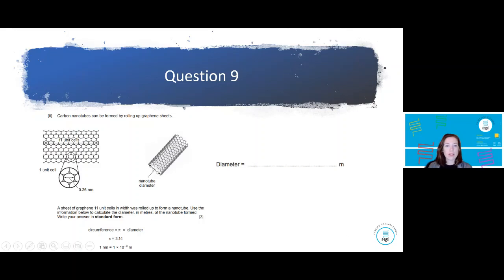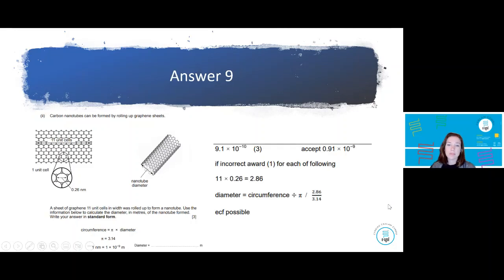Okay, so I think that's probably enough time for that one. Let's have a look at the answer. Right then, so the answer, if you got 9.1 times 10 to the minus 10, well done you, full marks for that. Okay, so just to go through it in case you weren't sure, it gives you what the width of 1 unit cell is, which is 0.26 nanometers.